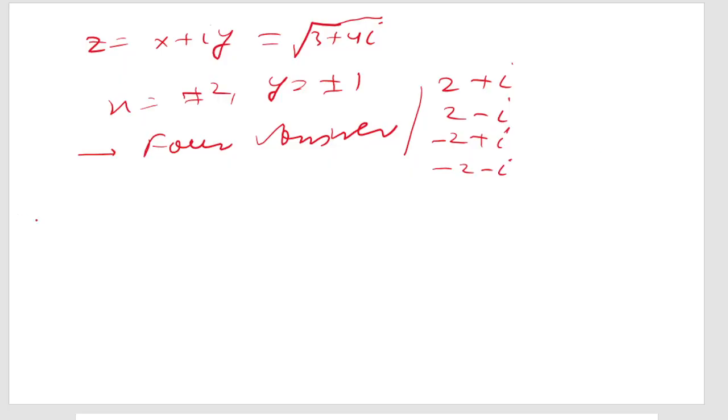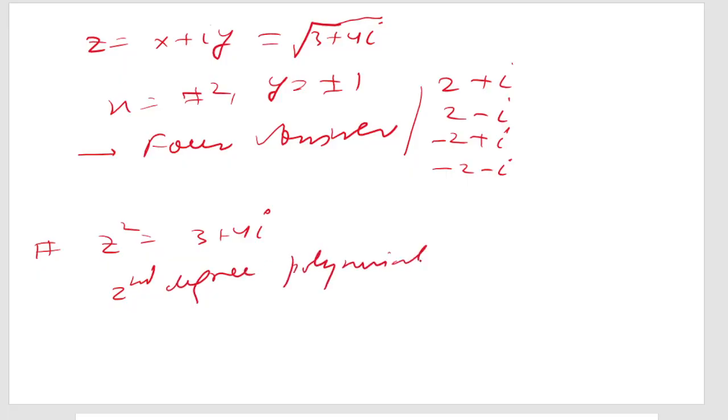But observe that if you are solving z is equal to x plus iy, so essentially what does it mean? It means z square is equal to 3 plus 4i. So z square is equal to 3 plus 4i means it's a quadratic, a second degree polynomial. Since it's a second degree polynomial, it should have only 2 roots.